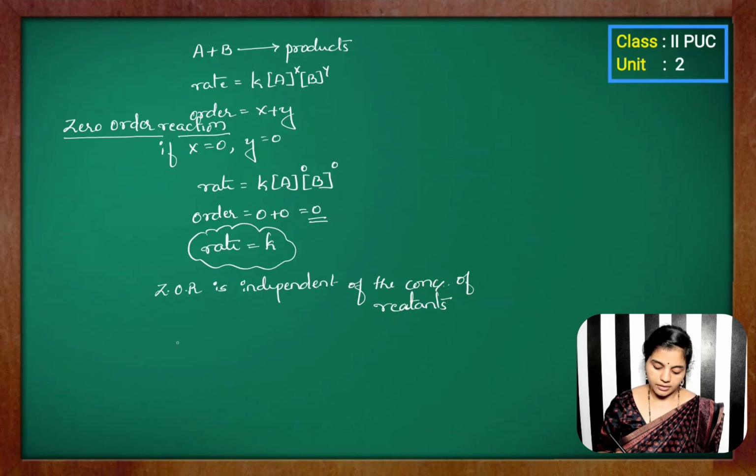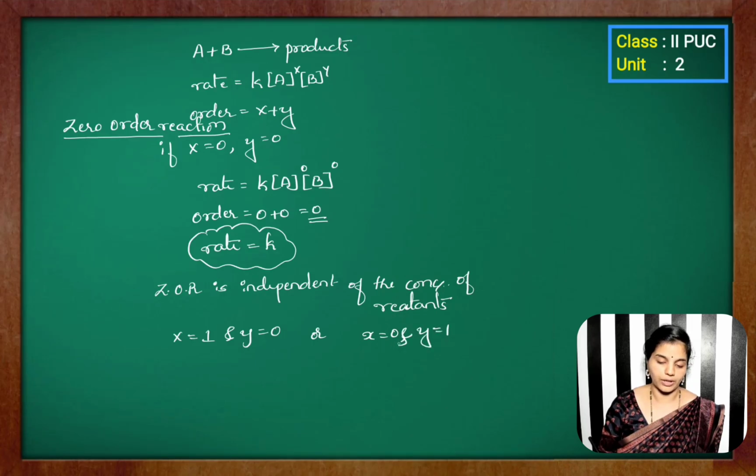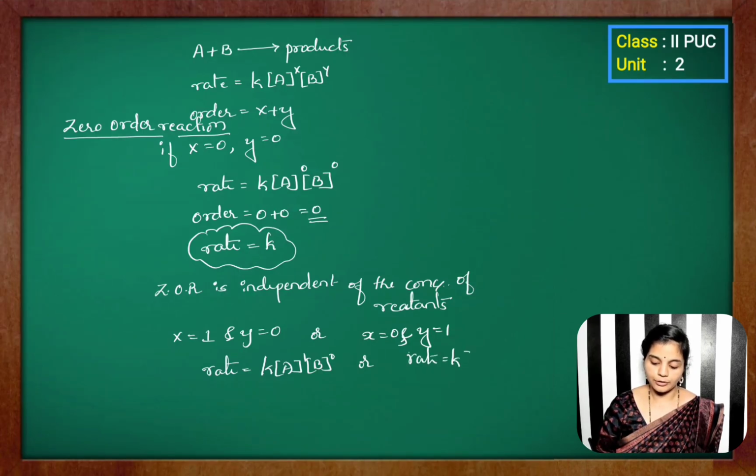Now, if X is equal to 1 and Y is equal to 0, or if we have X is equal to 0 and Y is equal to 1. In this case, the rate expression is rate is equal to K into concentration of A raised to 1, concentration of B raised to 0. Or in the other case, rate is equal to K into concentration of A raised to 0, B raised to 1. Now here order is equal to 1 plus 0, which is equal to 1. In the other way, order is equal to 0 plus 1, which is equal to 1.